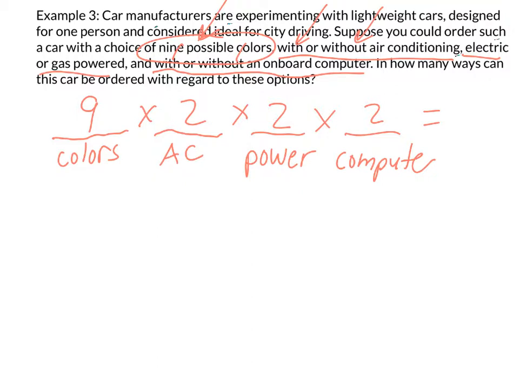So now we just simply multiply. You'll definitely want a calculator on hand, although this one's an easier one to do in our heads. Sometimes the numbers are not so nice in the MyMathLab homework, unfortunately. So we have 9 times 2 times 2 times 2, and after you punch that all in, you should be getting 72 as the final answer. So there are 72 different ways that you could create a car with those options.